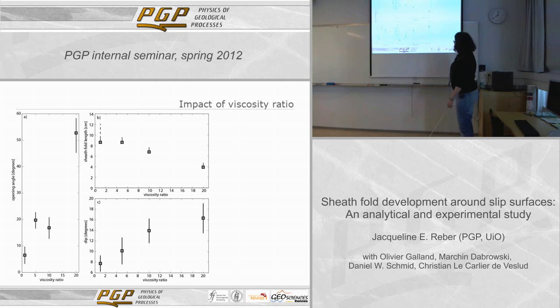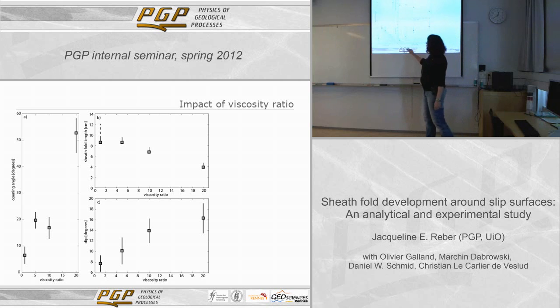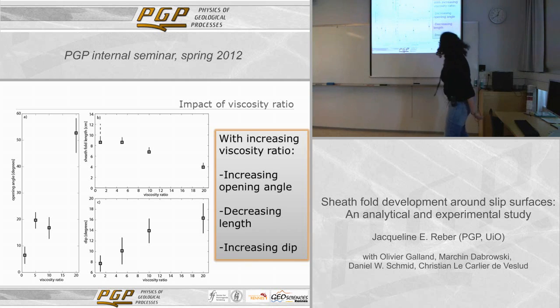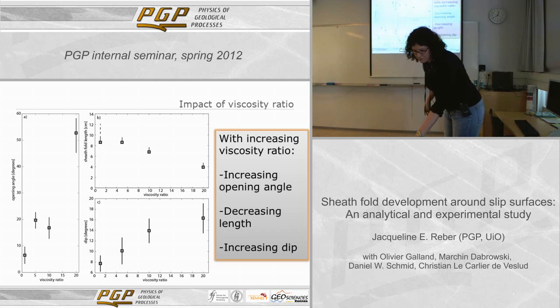Then the things we could extract from that was the opening angle, which is basically how narrow this cone is, and how this depends on the viscosity ratio. Within the error, it shows that it gets larger with higher viscosity ratios. And we also checked the length of the sheath fold, and it gets shorter with a higher viscosity ratio, and it dips steeper into the matrix with a higher viscosity ratio. So that's what we more or less figured out on the impact of the viscosity.